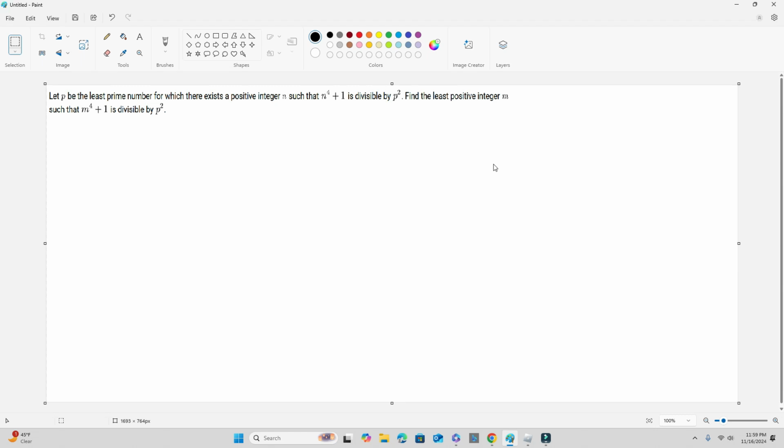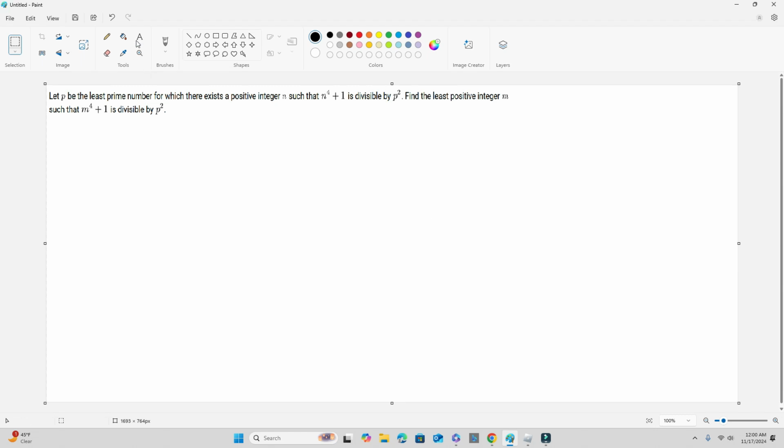Alright, so let p be the least prime number for which there exists a positive integer n such that n to the fourth plus 1 is divisible by p squared. Find the least positive integer m such that m to the fourth plus 1 is divisible by p squared. Now, I know what you may be thinking. This looks a little simple, but with such a high possible number of answers, and the fact that we have no answer choices, it can get a little tough because we have nothing to narrow it down necessarily. But I assure you there's a quick way to solve this.